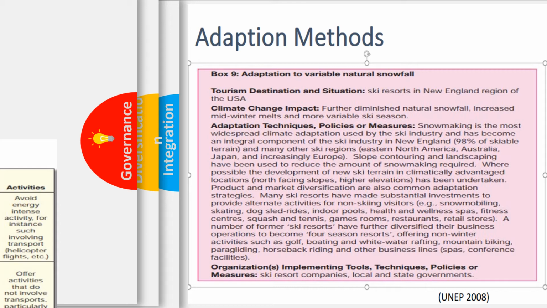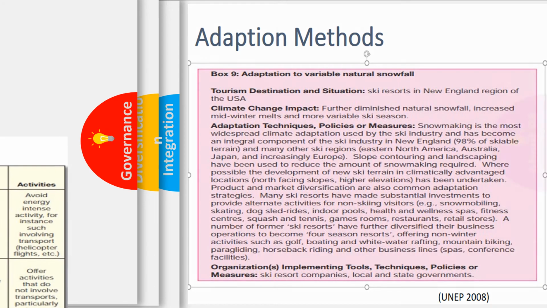Adaptation, like if you wanted a ski resort in the New England region of USA, do you actually adapt that area to create snow, given increased mid-winter melts and more variable ski seasons? Do you adapt that so that you have fabricated and synthesized snow to take into consideration that marketplace? So do you go for an adaptation method or a natural method?